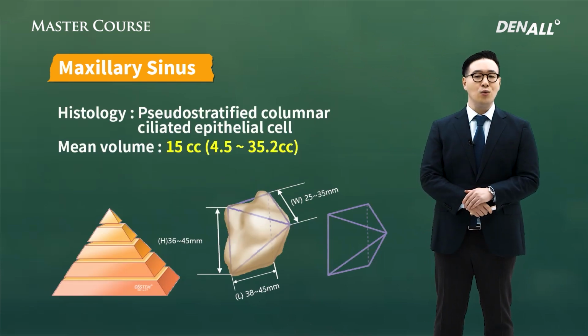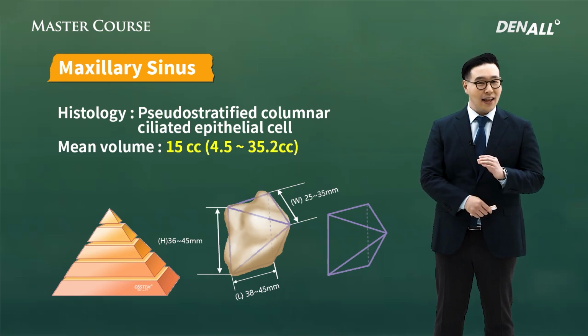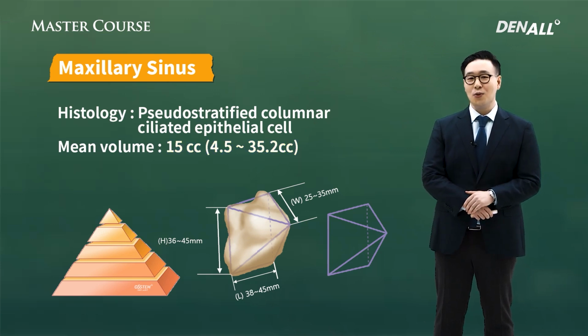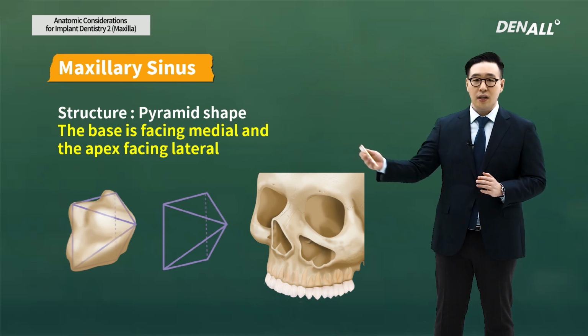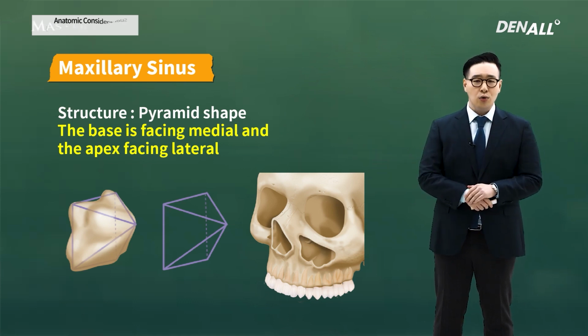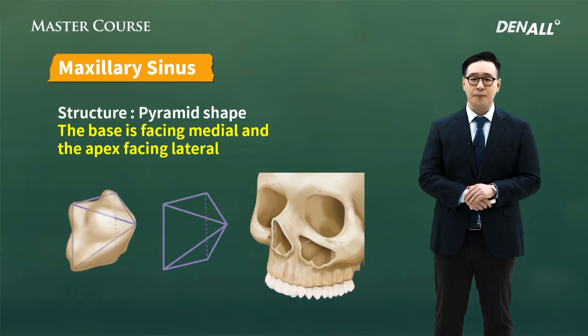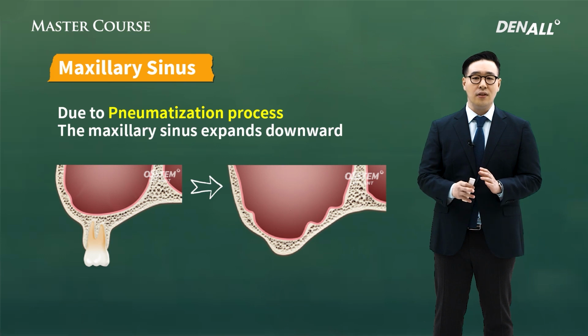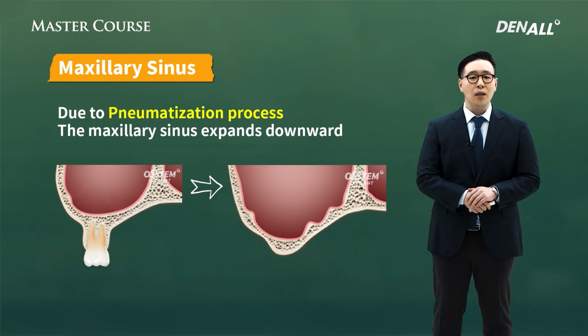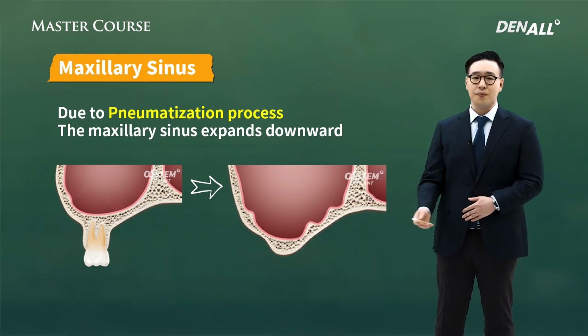Of those, the maxillary sinus is volume-wise about 15 cc, which is the same as the cork of a wine bottle. So I think it's easy to imagine. And this maxillary sinus is pyramid shaped, and the base faces the medial wall, and the apex faces the lateral wall. Now, the maxillary sinus floor, due to pneumatization, expands downwards after extraction.